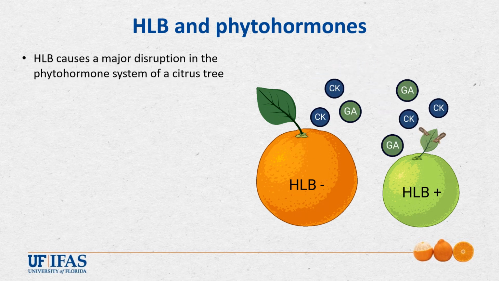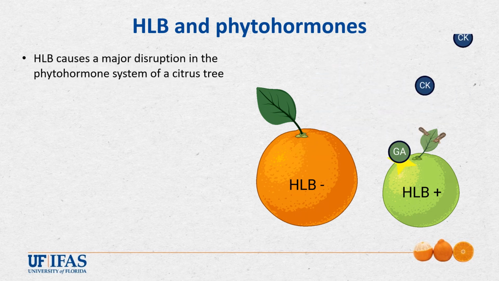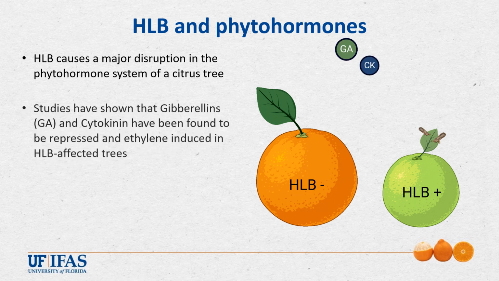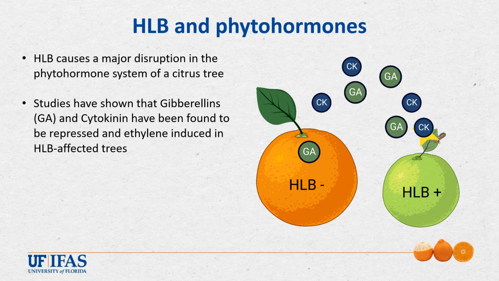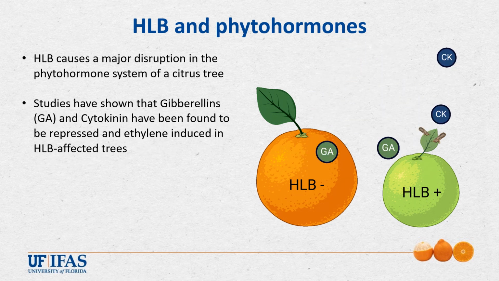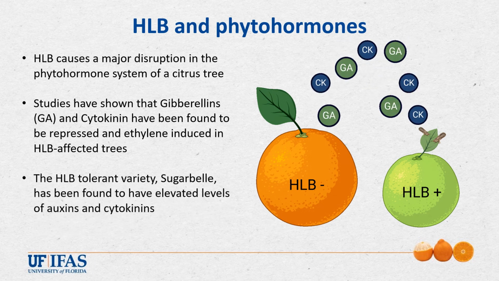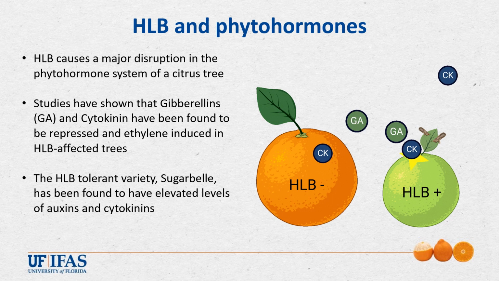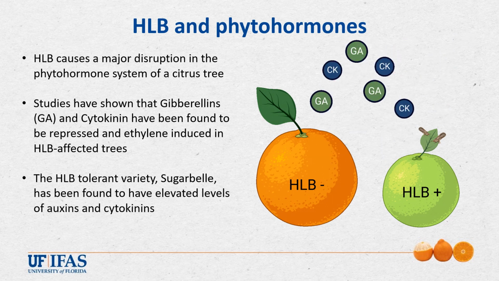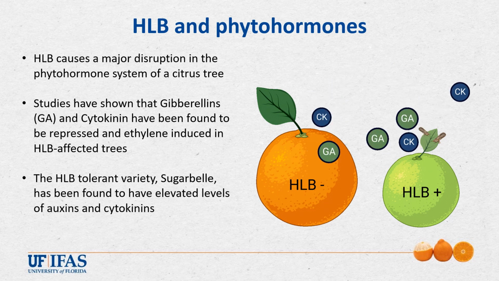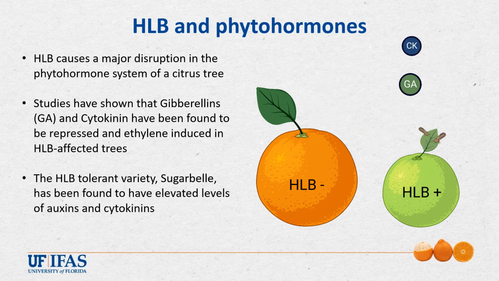HLB causes a major disruption in the phytohormone system of a citrus tree. Studies have shown that gibberellins and cytokinins have been found to be repressed and ethylene-induced in HLB-affected trees. HLB-tolerant varieties such as Sugarbell have been found to have elevated levels of auxin and cytokinins, suggesting that hormonal profile and disease tolerance may be linked.